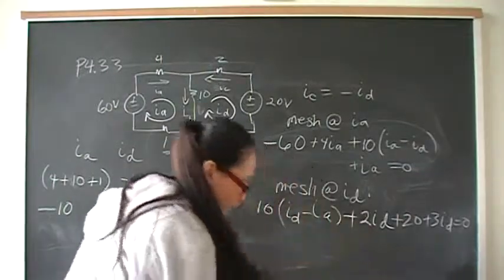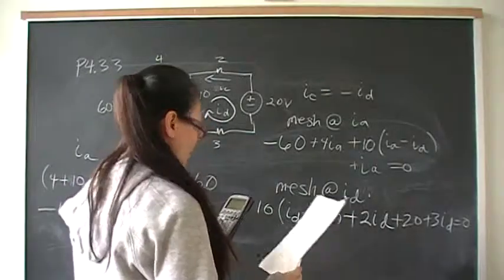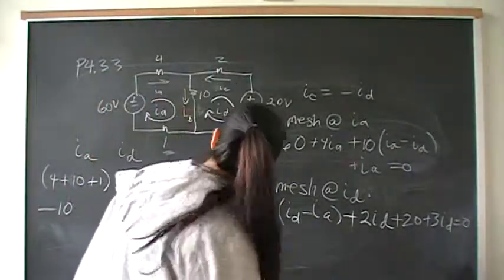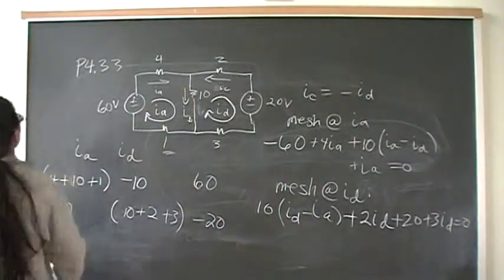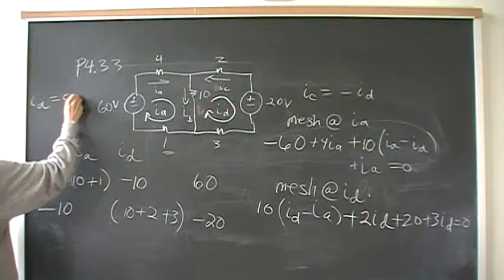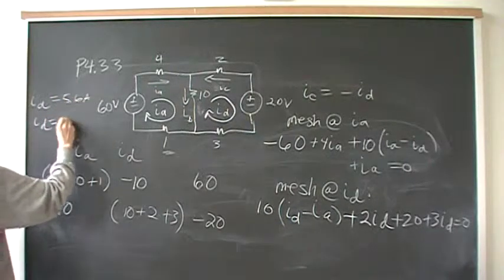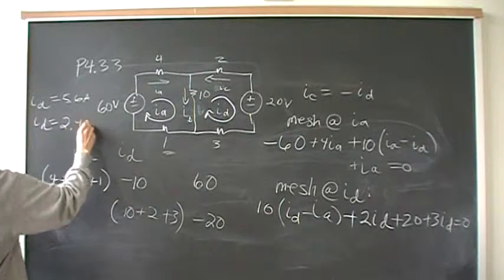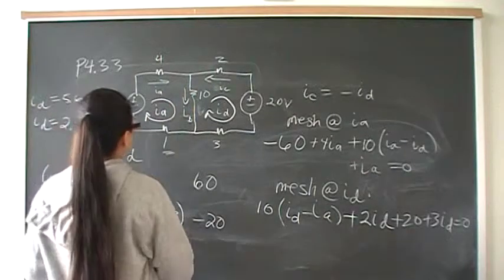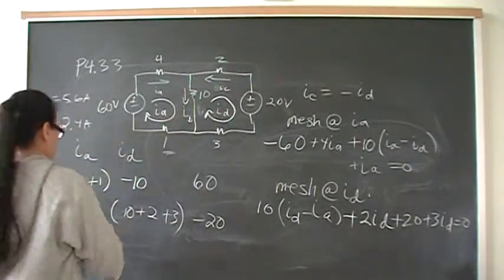And what I come up with is, just to make sure, IA and ID. Okay, so what I came up with is IA is equal to 5.6 amps. ID is equal to 2.4 amps. Okay, IB, we know IB is going to be the difference. We know that IA minus ID equals IB, right?